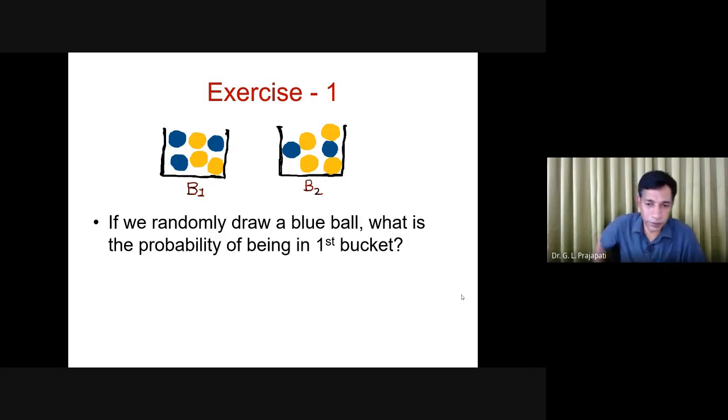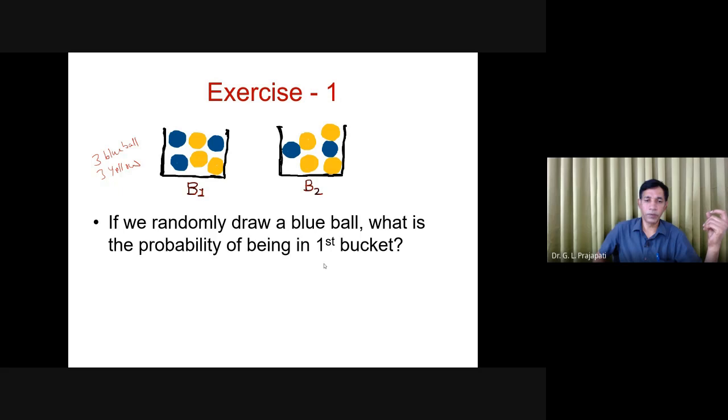You have two buckets, B1 and B2. In bucket B1 you have three blue balls and three yellow balls. Here you have two blue and four yellow. Now the question is: if we randomly draw a blue ball, what is the probability of it being in the first bucket?